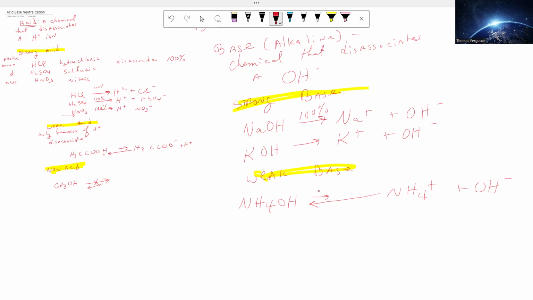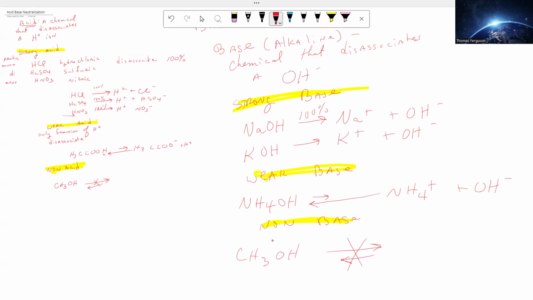Okay, so then we have non-bases. Let's look at methanol again here. So that OH will not come off. And it has to do with the stability of the CH3 plus. That's called a carbon cation. Very, very, very unstable. So this doesn't happen. So the OHs stay in here, hence it's not a base.